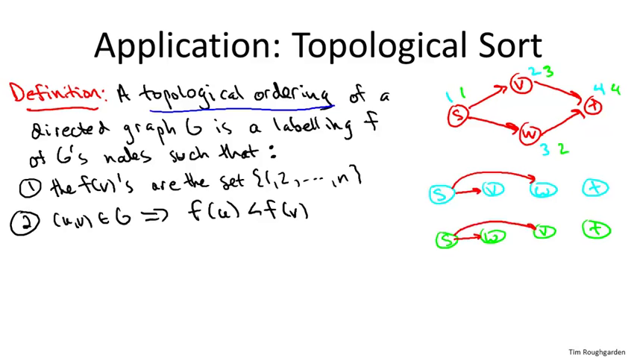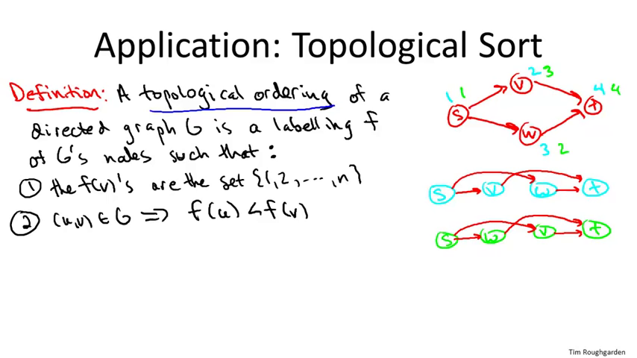Now, if you tried to put V before S, it wouldn't work because the edge from S to V would be going backward if V preceded S. Similarly, if you put T anywhere other than the final position, you would not have a topological ordering. So in fact, these are the only 2 topological orderings of this directed graph. I encourage you to convince yourself of that.